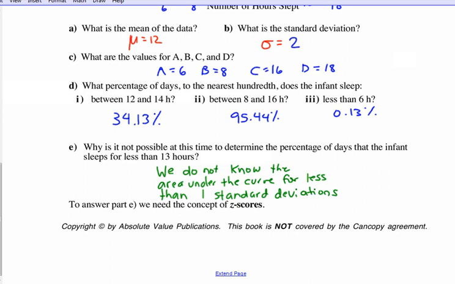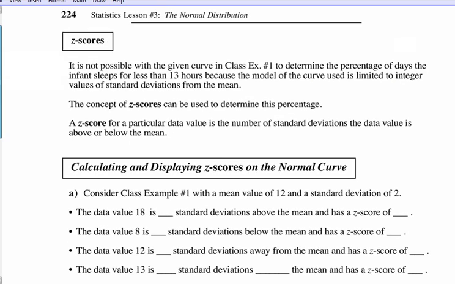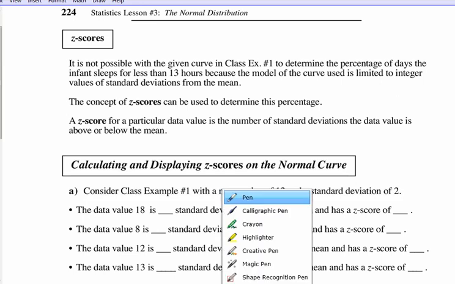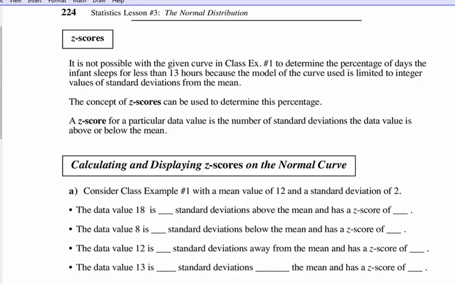So in order to answer that part E, we need this concept of Z scores. Moving on. So what are Z scores? Well, the Z score for a particular data value is the number of standard deviations the data value is above or below the mean. Okay, and we talked about that a little bit before. A positive Z score means above the mean, and a negative Z score means below.